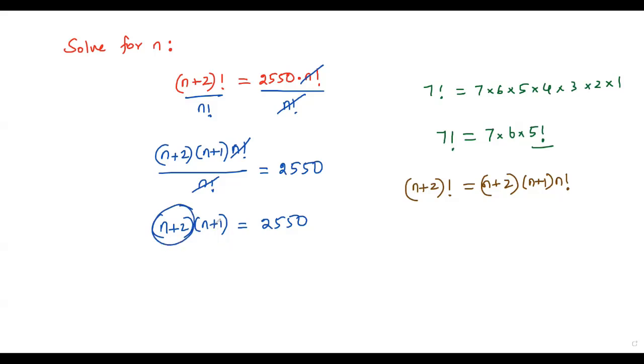This is the larger one, this is the smaller one, because 2 is added to n over here and 1 is added to n here. So this is a product of 2 consecutive numbers. The larger one is n+2 and the smaller one is n+1. So we should try to write the number 2550 as a product of 2 consecutive numbers in the same pattern as we have on the left side. Okay, so how can we write 2550 as a product of 2 consecutive numbers?